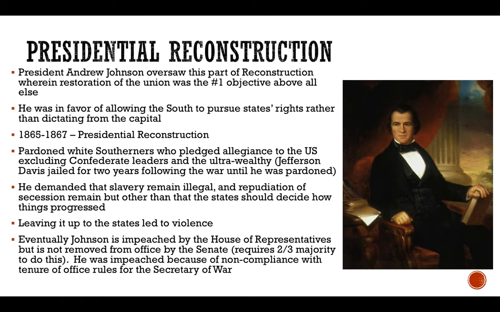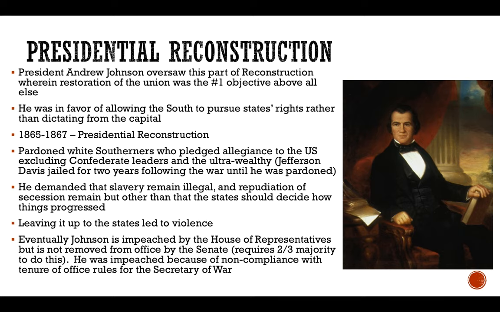Presidential Reconstruction is the first part of Reconstruction. So I'll give a little bit of an overview here, and this is the nitty-gritty of presidential Reconstruction. So this is the first 2 years of this about 12-year period.